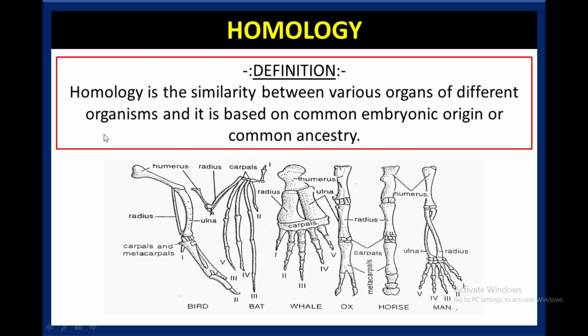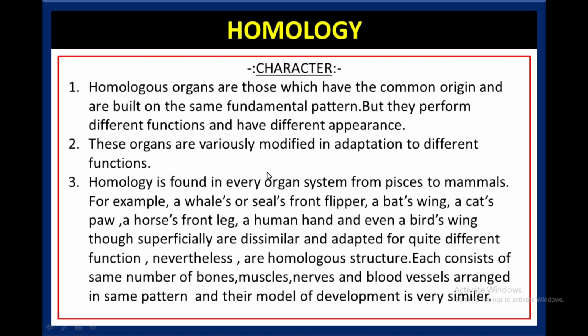So let's start. What is actually homology? Homology is the similarity between various organs of different organisms, and it is based on common embryonic origin or common ancestry. Now we will talk about the characteristic features. Basically, homologous organs are those which have common origin and are built on the same fundamental pattern, but they perform different functions and have different appearance.